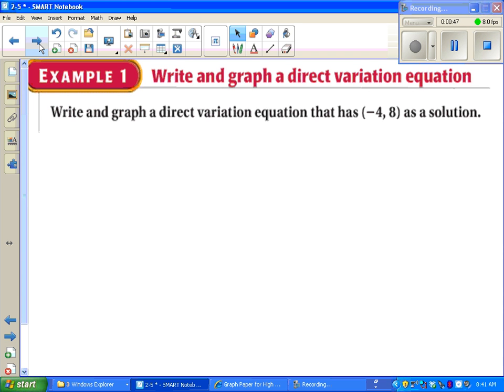So we want to write and graph a direct variation equation that has (-4, 8) as a solution. The setup for something like this, since we know it's direct variation, we can start by saying y equals a times x. We just have to solve for a. We're given some information. We know that at some point on this line, y equals 8 and x equals -4. Once you've written that, solving for a is one step away.